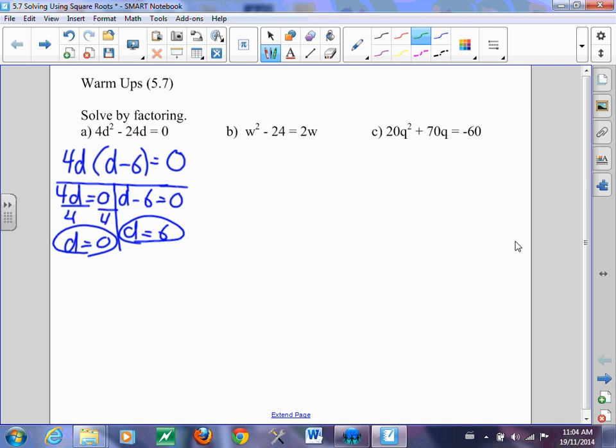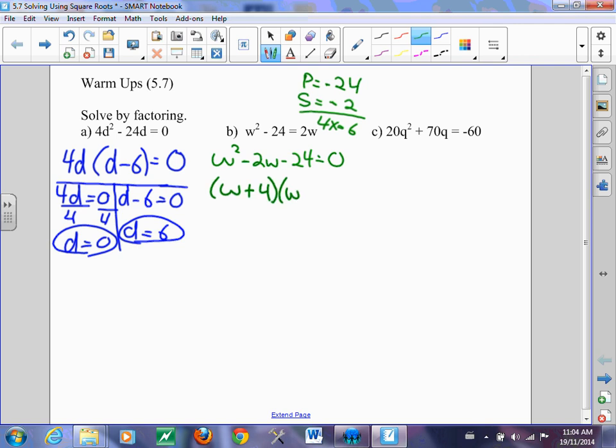Before we can do anything here, you need to bring all the terms to the left. So that 2w is going to become minus 2w, minus 24 equals 0. Now we're going to do our product equals negative 24, and our sum, folks, equals negative 2. What two numbers do we have? 4 times negative 6. So it's going to be w plus 4 times w minus 6 equals 0.